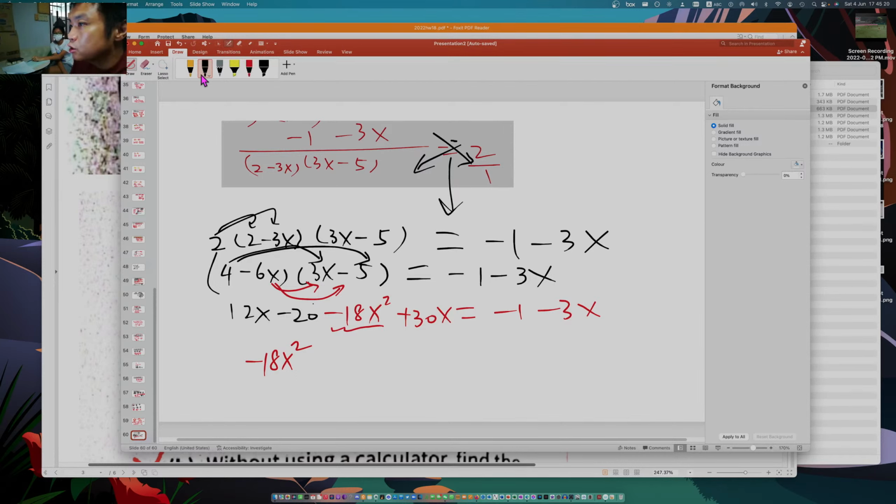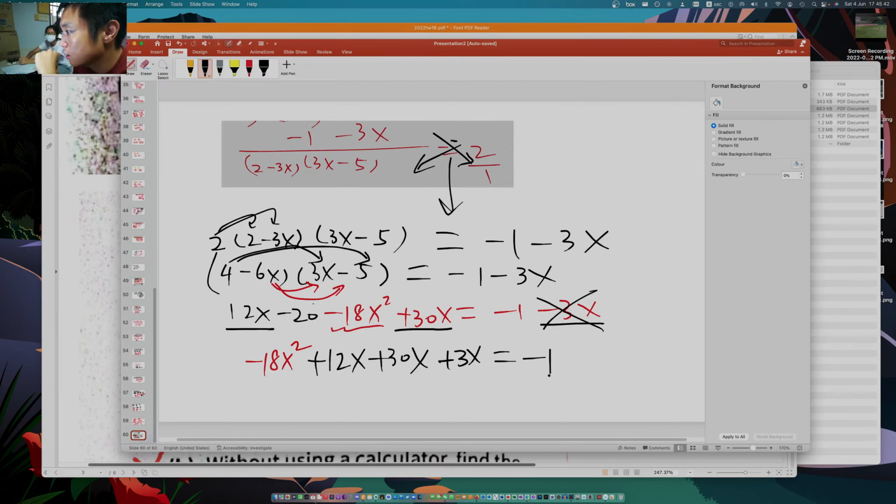Then you can only combine similar terms. What are similar terms? I use a different line. So 12x is similar to 30x. It's also similar to this. So minus 3x, I need to bring over because I want to combine them. So it's minus, plus, becomes plus. Very good. So 12x plus 30x, minus becomes plus. Okay, good. Minus 1 is here, so I have this. So I plus 20. Very good.